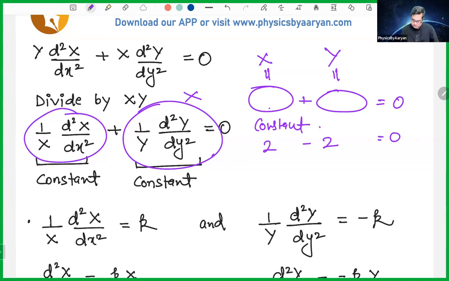Now I change x. So if I change x, this thing may become 3, but this thing will not change because this thing only depends on y. So this will remain -2. So the equation is no longer satisfied.